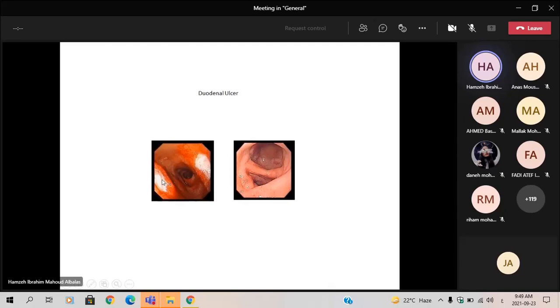Ulcer on the right, ulcer on the left may lead to stenosis of the duodenum, and this stenosis may lead to obstruction, recurrent vomiting, inability to swallow, and the patient presented with fluid electrolyte disorders. So we have to admit the patient, we have to do full blood investigation, and stabilize the patient.